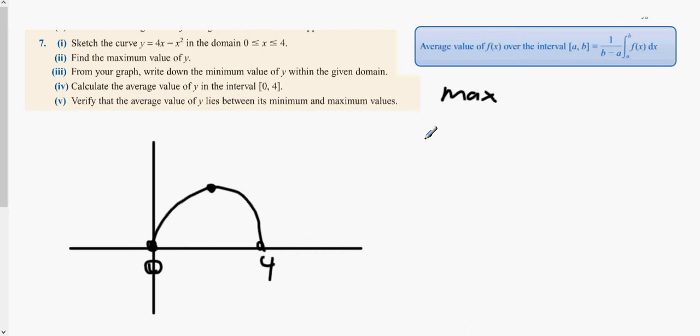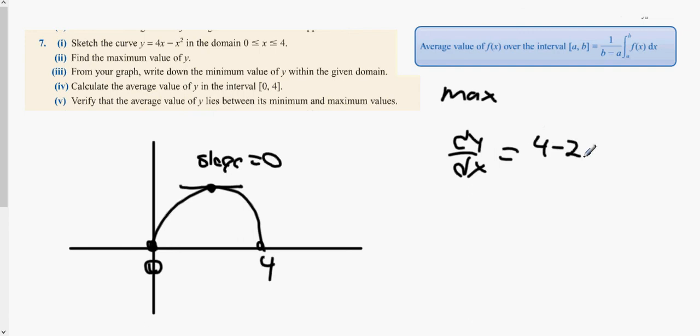So what you do is you get the slope, remember, of the graph is 0. So if the slope equals 0, this means that dy/dx equals 0. So differentiate and we get 4 minus 2x equals 0. We're going to get 4 equals 2x, x equals 2. It's what you'd expect. The middle point, x equals 2, is the x value of the maximum point, but it's not actually the maximum value.